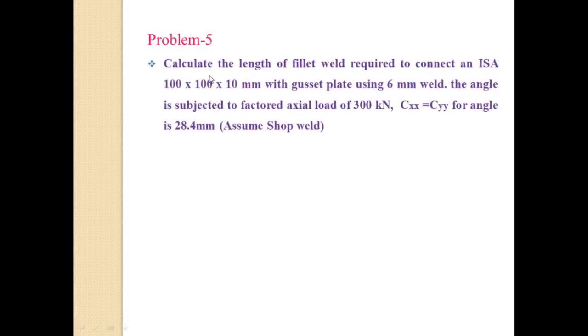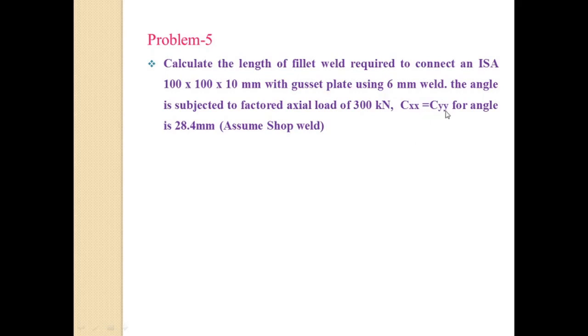So let us see problem number 5. Here is the statement. Calculate the length of fillet weld required to connect an ISA 100 by 100 by 10 mm equal angle with a gusset plate using a 6 mm weld. So the size of weld is also given, that is 6 mm. The angle is subjected to a factored axial load of 300 kilonewton, that is PDW or PU is given as 300 kilonewton.